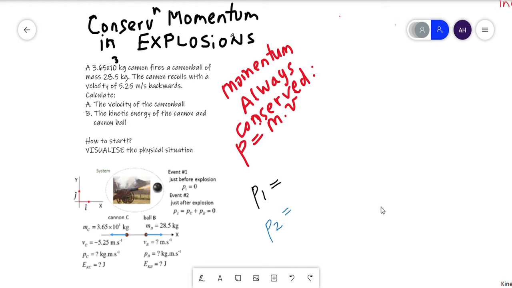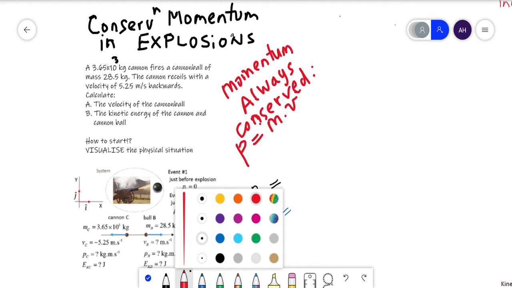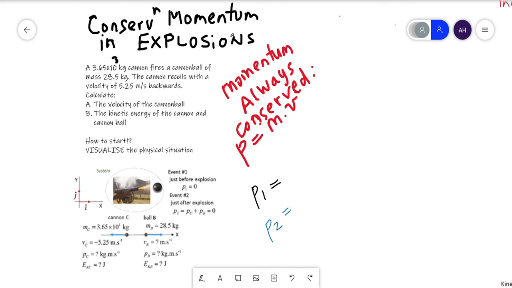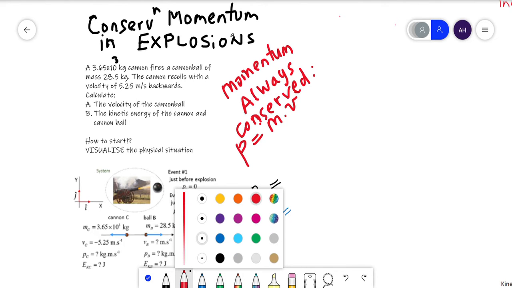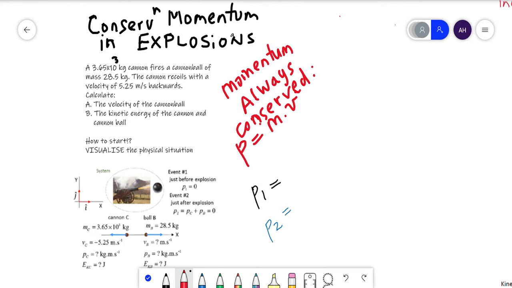Just running over our rules down here, remember our rules are that momentum is mass times velocity, and also that momentum is always conserved, no matter what. It doesn't matter what sort of explosion or collision it is, or how messy. This is a law which is tied to the conservation of energy, and so it will always be conserved. Okay, so let's have a look.